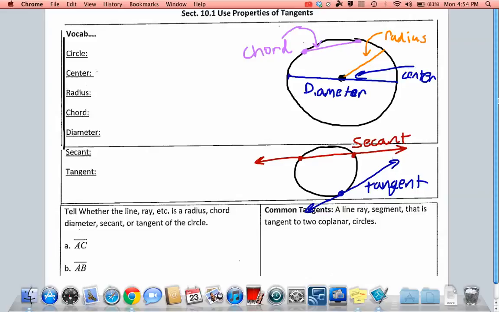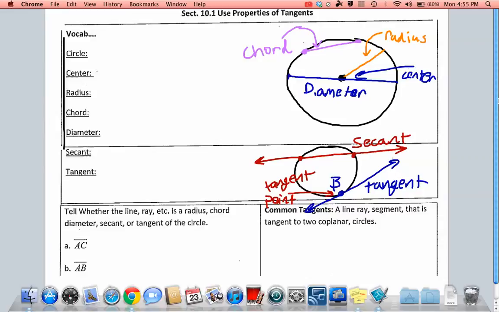Secant and tangent are two things that we're going to use a lot, so get down those vocab words. This point right here where the tangent hits, point B, is called the tangent point. So let's draw an arrow here. This is the tangent point. And that's the anatomy of the circle, so study that.